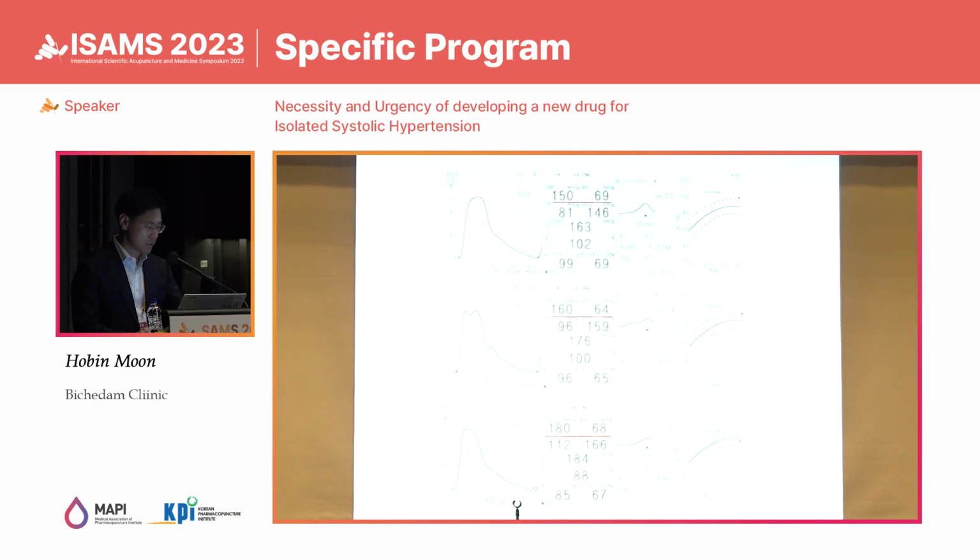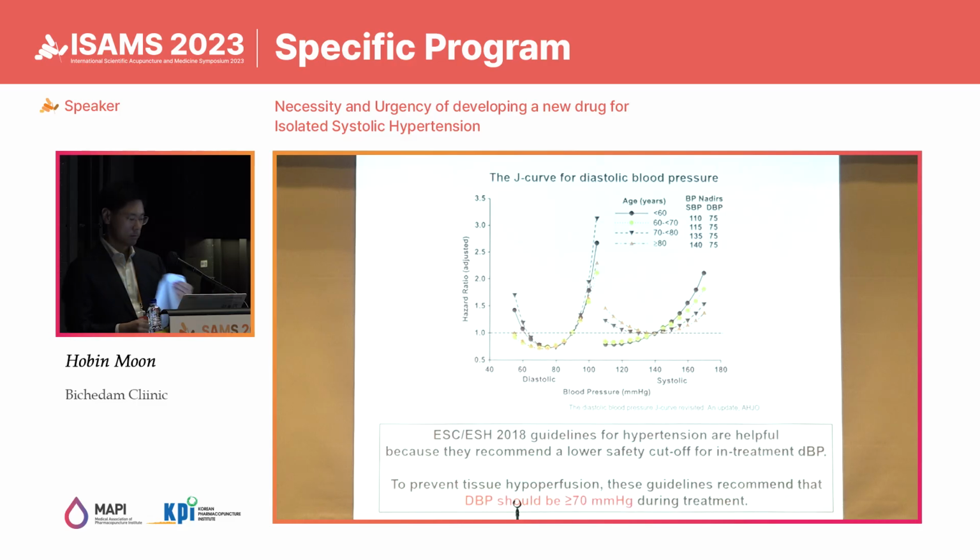I brought an example of ISH. It's an example that we often encounter in the clinical field. As you can see, systolic blood pressure is quite high in 3 patients, but diastolic blood pressure is below the normal range. ISH is also one of the categories of hypertension, so treatment to lower blood pressure is needed.